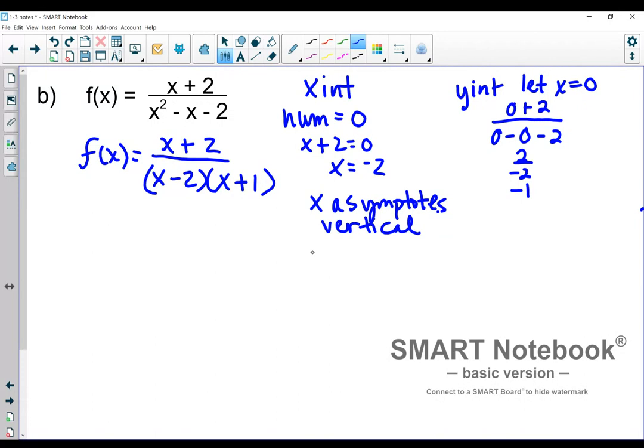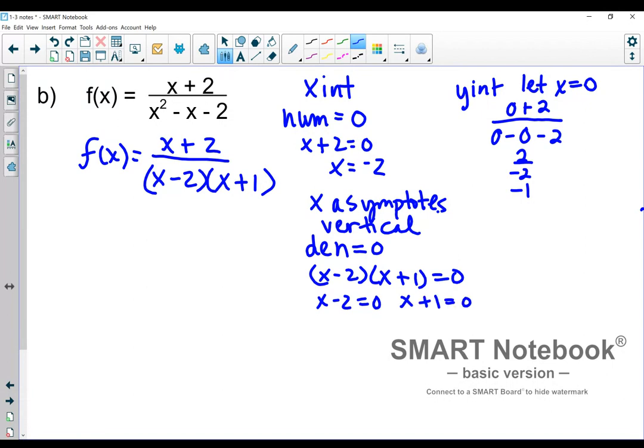Those come from my denominator equals 0. I'm not going to have any room for graphing by the time we're done with all this math work. So if I have x minus 2 times x plus 1 equals 0, that means either x minus 2 is 0 or x plus 1 is 0. And so my values for x are 2 and -1.